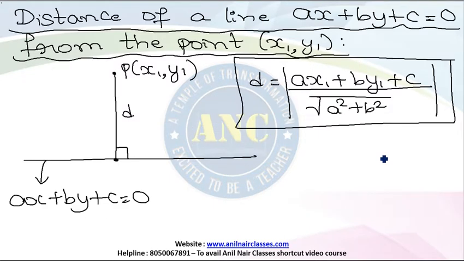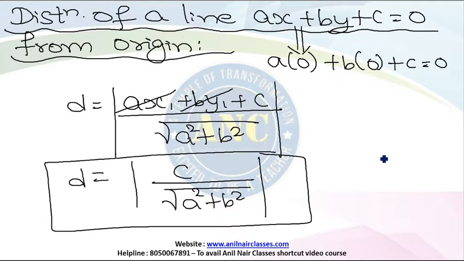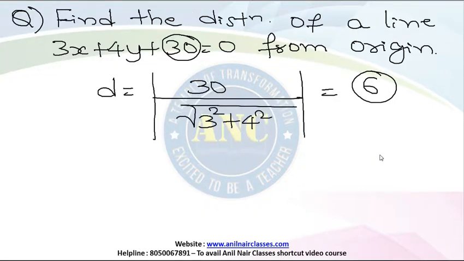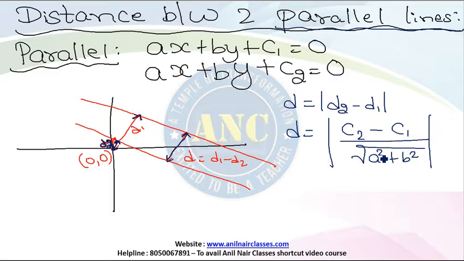First thing is distance of a line ax plus by plus c is equal to 0 from any random point x1 comma y1. The second case is distance of a line from a fixed point called 0 comma 0, which is our home, which is the origin. And the third thing is, instead of finding the distance of a line from a point, let us find the distance between two parallel lines. It is given by the notation modulus of C1 minus C2 divided by root of a square plus b square.